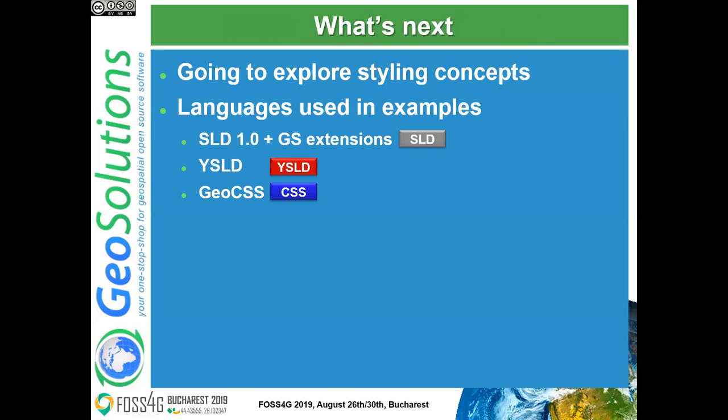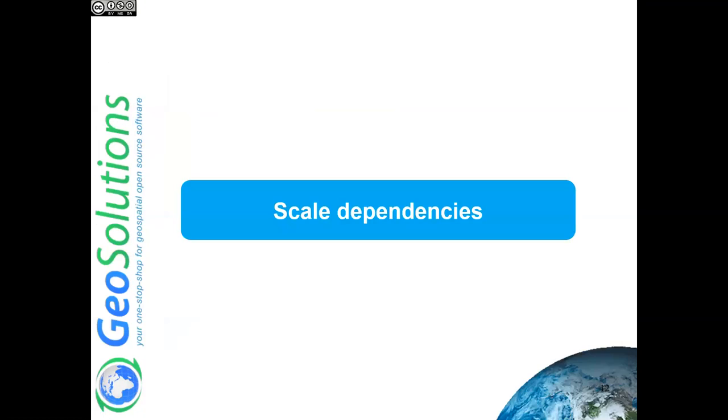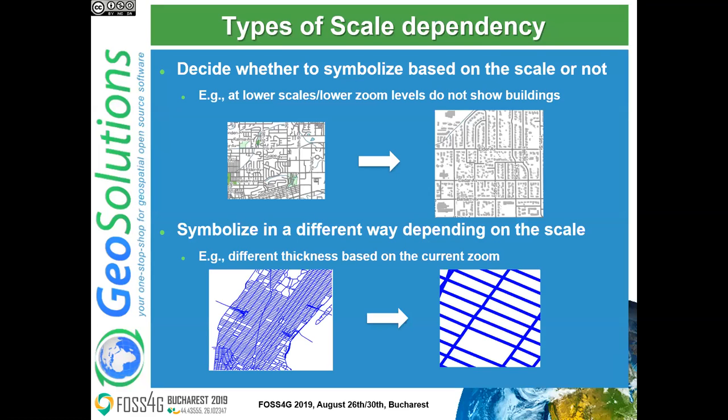So given the introduction, we are going to go through some examples. For example, how do we express scale dependencies in the various languages? Scale dependencies are very important in interactive maps because all the maps are multi-zoom level. So sometimes we want to hide and show elements based on the current zoom level. Other times we want to just change the sizes of elements based on the current zoom, like I'm showing below with the width of the roads increasing as I zoom in to give the impression that I'm looking at a real road.